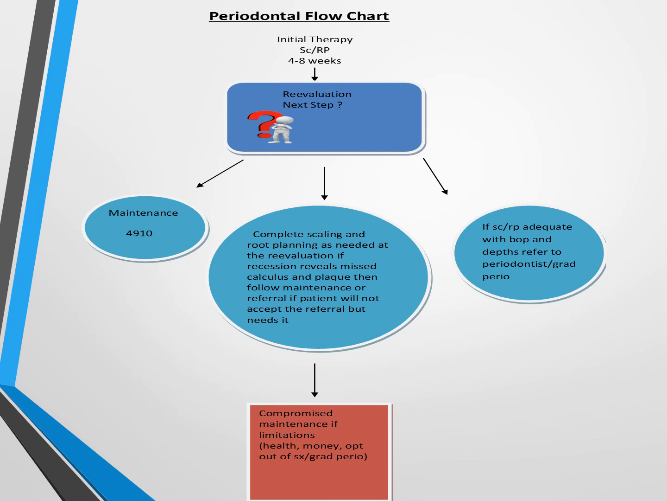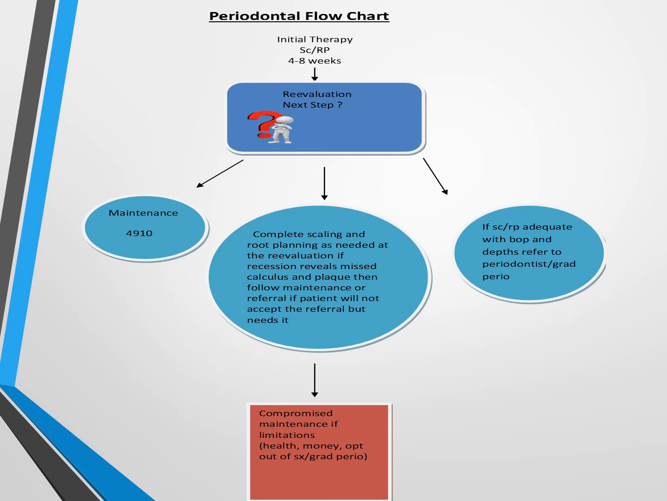Now in the middle, let's say you completed scaling and root planing as needed at the reevaluation because you noticed that once they had the recession and the clinical attachment gain, there were some areas where calculus was missed. So you're going to go ahead and do that at the reevaluation, but then you can still have them in for a maintenance, and you don't have to do a formal reevaluation once you do the next maintenance, but you're just following up to see if they're doing well. If they're doing well and they don't require any further therapy, you would just keep them on a maintenance.